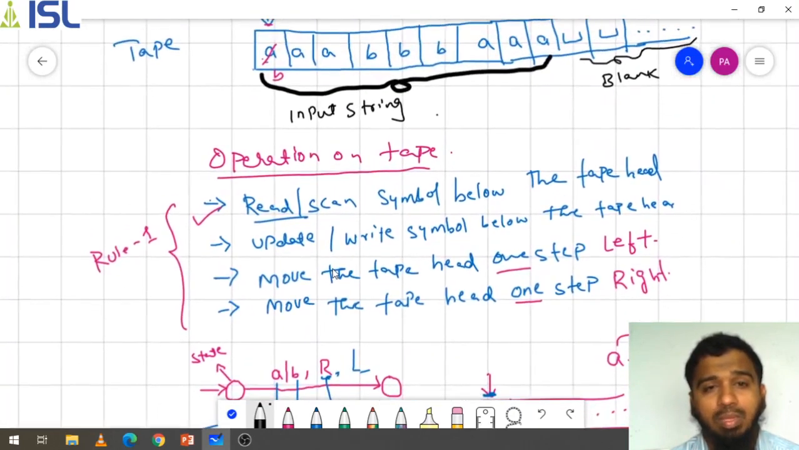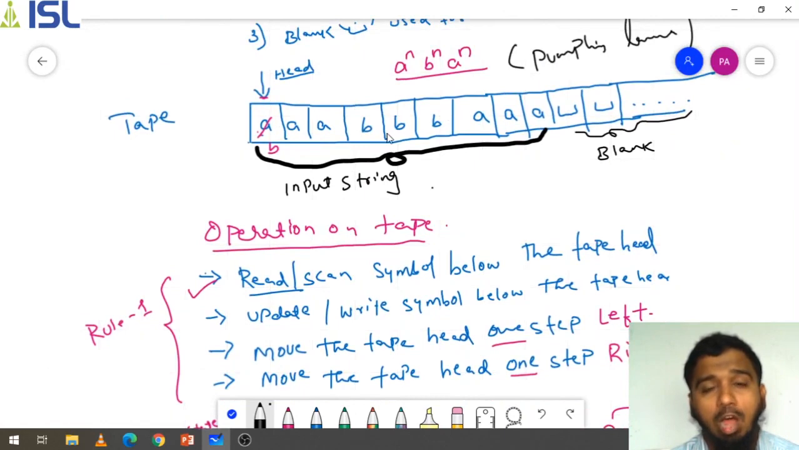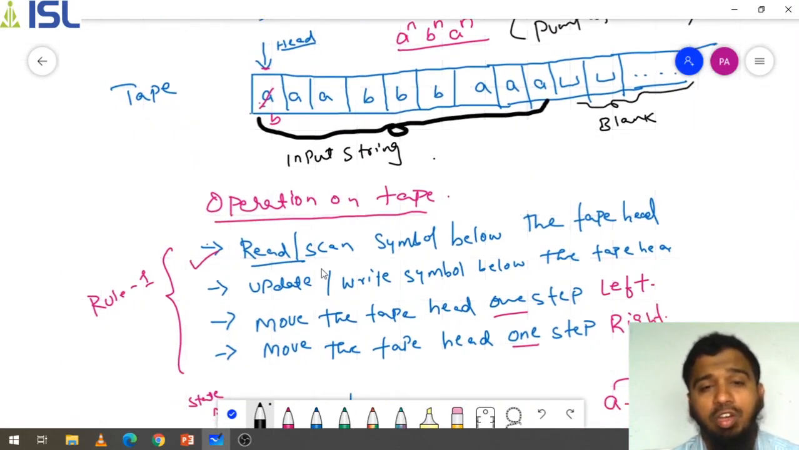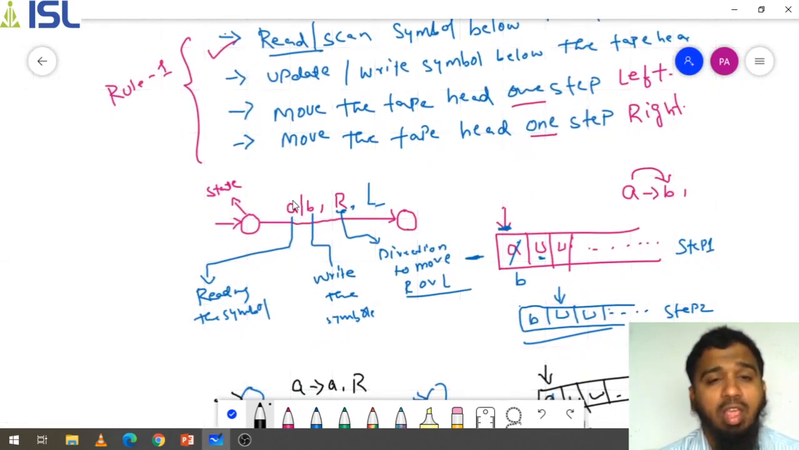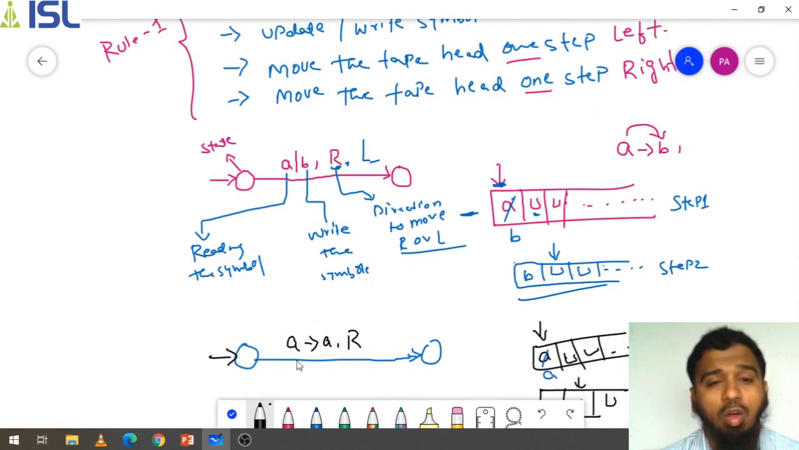Operations on tape, some of the operations: we know the tape is there, how do we perform the operations? Operation on tape is to read the scan symbol below the tape head, wherever the head is. Afterwards, the next one is to update or write the symbol and move the tape head left or right. As I have taken the example here, A is one alphabet, and it is replaced with B. You can use this arrow or this arrow, anything you can use. In the coming classes I am going to use only this. So A/B, R.